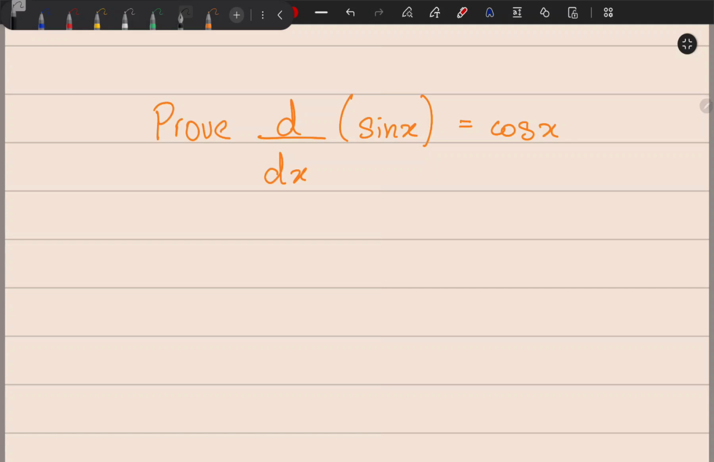Today we're going to be proving that the derivative of sine x is equal to cos x.